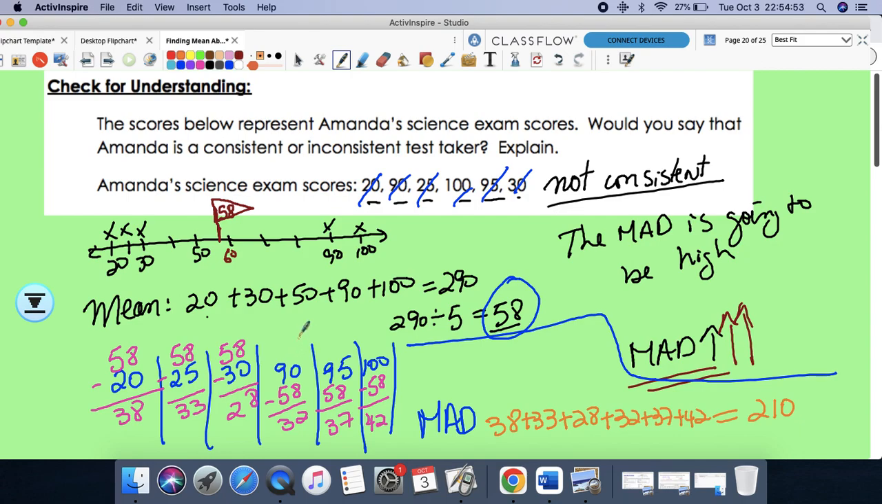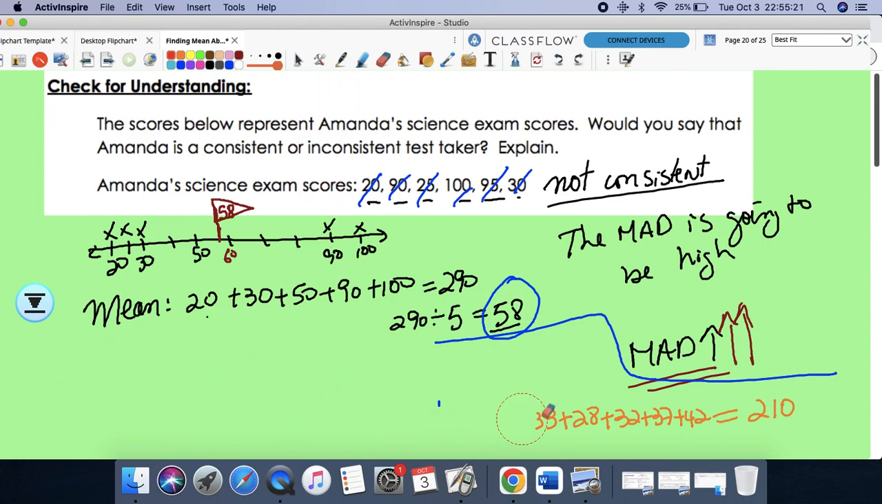Oh no, I forgot a number. There's 6 numbers. I did this incorrectly. There is a 20, a 30. I forgot the 25 over here. So I have to erase this.